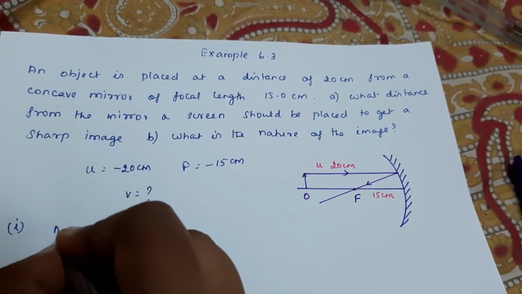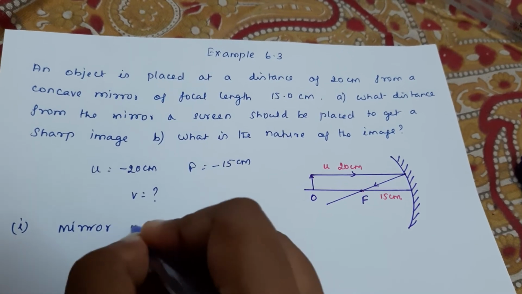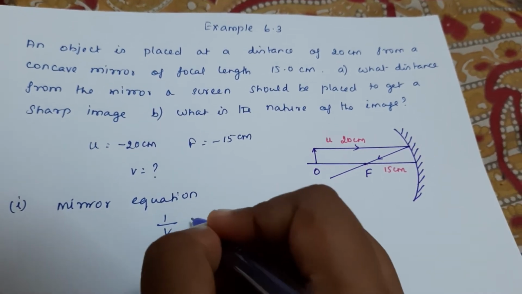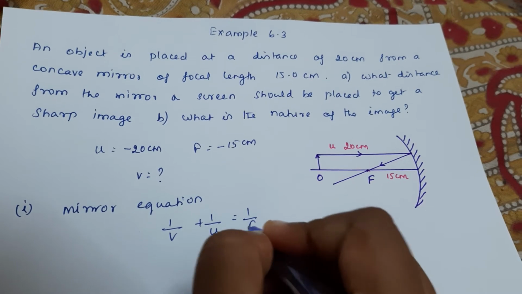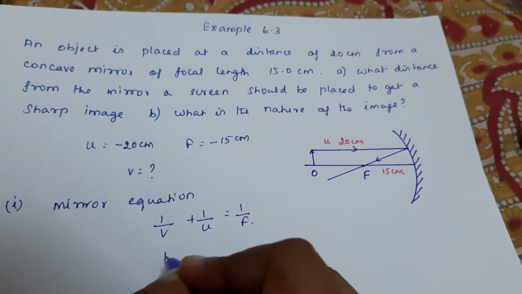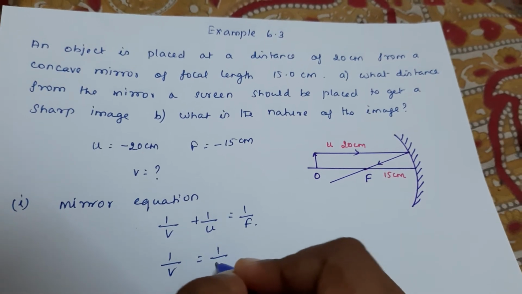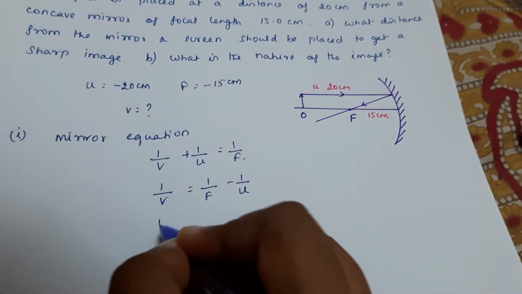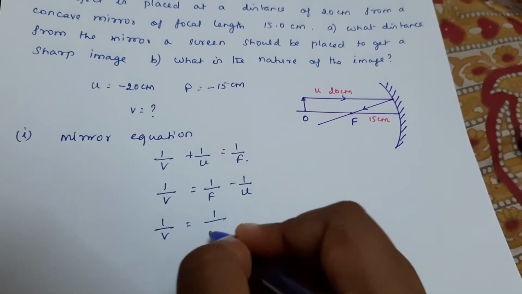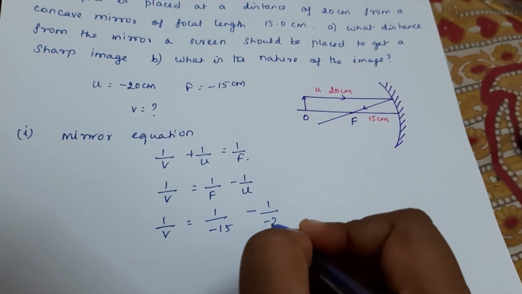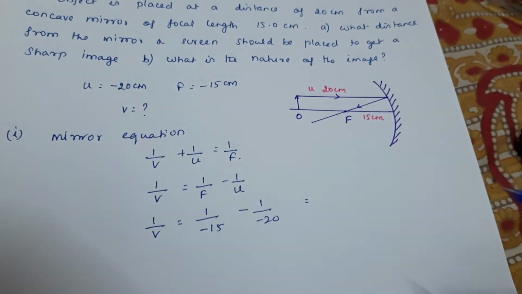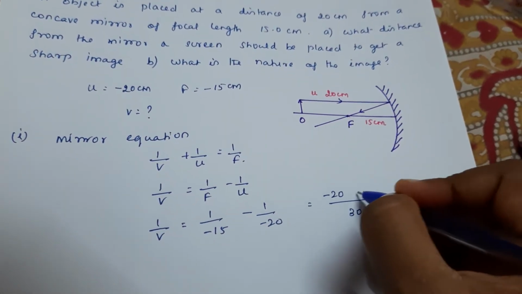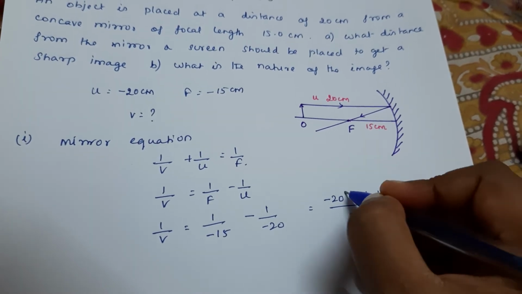So to find out the image distance, I am going to write the mirror equation. So what is the mirror equation? 1 by V plus 1 by U is equal to 1 by F. So I can rewrite this equation as 1 by V is equal to 1 by F minus 1 by U. Now I am going to substitute the values. 1 by V is equal to 1 by minus 15 minus 1 by minus 20. Now taking the LCM here, that is 300.